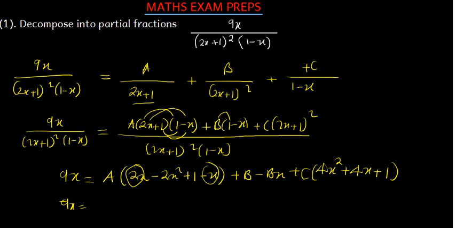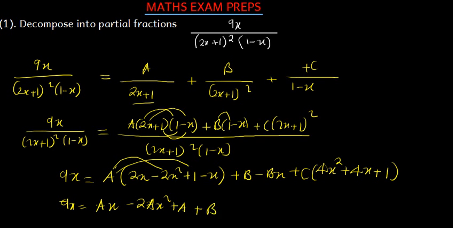So this is going to be 9x is equal to, 2x minus x is just an x, so we multiply that x by this A, that is going to give us Ax, and then A by that negative 2x squared, then A by that positive 1, then plus B minus Bx plus C by that 4x squared, 4Cx squared, C by that 4x, 4Cx, then C by that will just be C.